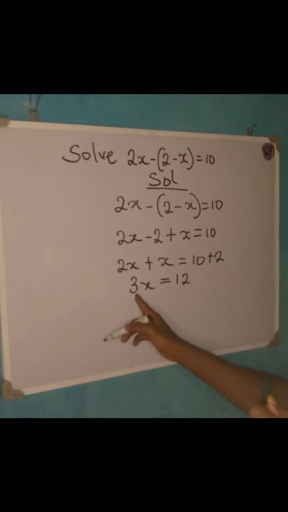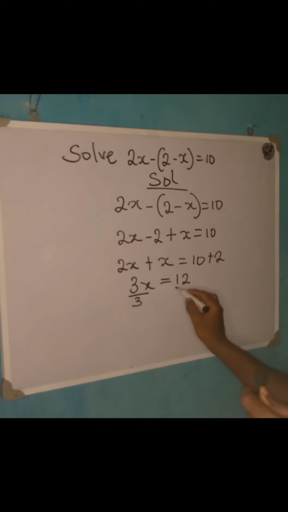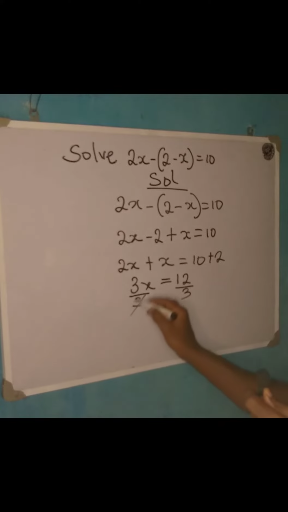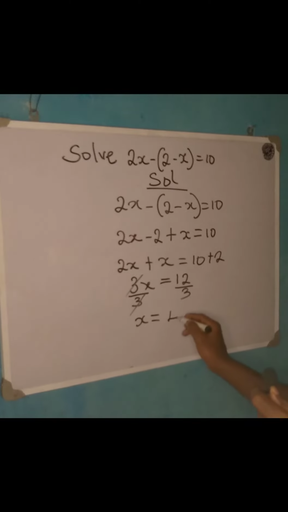To make x the subject, we will have to divide by the coefficient. And then this will cancel this, meaning that x will be equal to 12 over 3, and that will give us 4. This is the value of x.